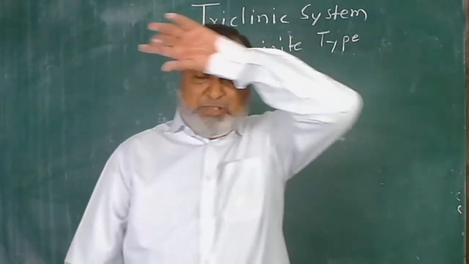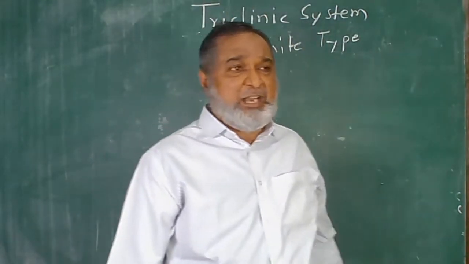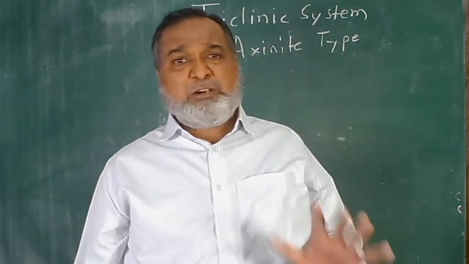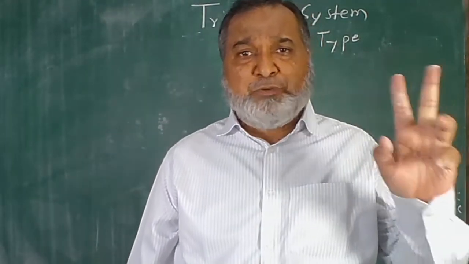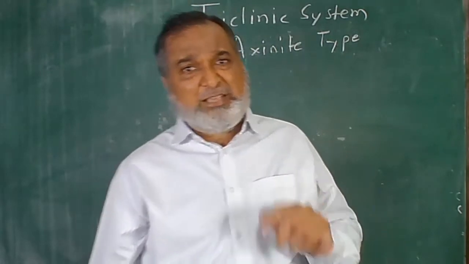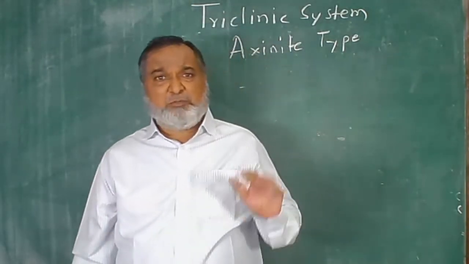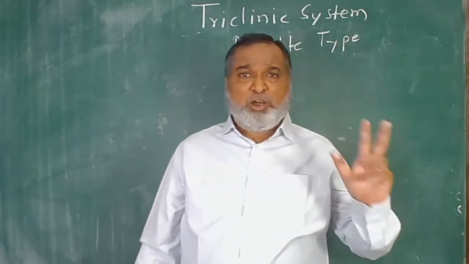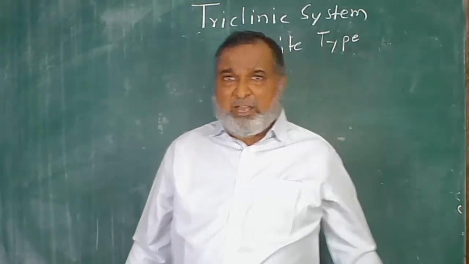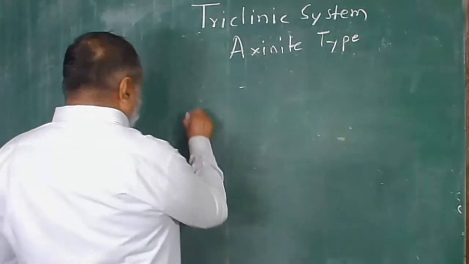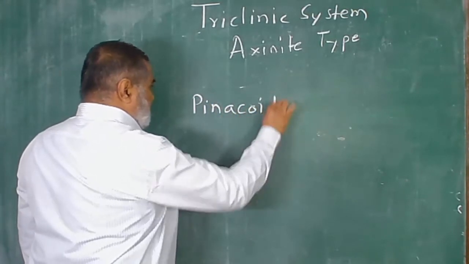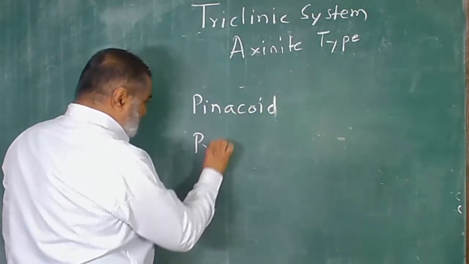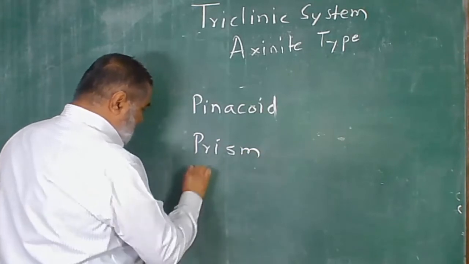The next peculiarity about this triclinic system is that whatever the form is, we have only two faces, whether it is a pinacoid, a prism, or a pyramid. So all of them have two faces. Now the normal definition of pinacoid, everyone knows what a pinacoid is. We'll make that revision also. What is a pinacoid? What is the prism? And what is the pyramid?